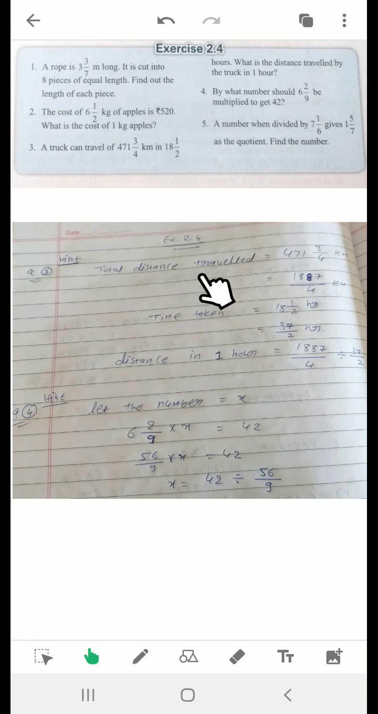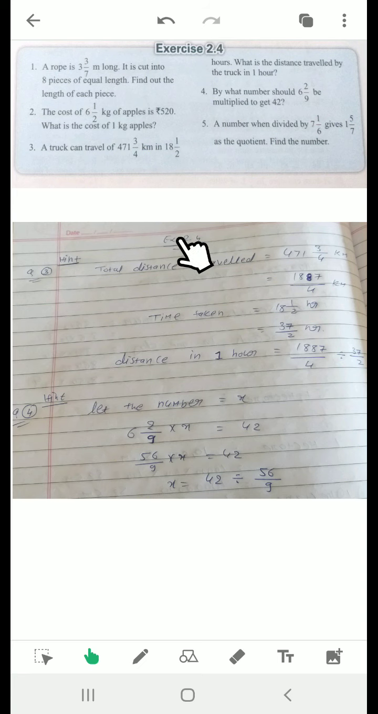The third question, I have given a hint for that solution. A truck travels 471 3/4 kilometers in 18.5 hours. What is the distance traveled in 1 hour? Here also you can see the distance traveled in 18.5 hours is given. That means the distance traveled in more hours is given and we need to find the distance traveled in 1. More to 1, then we will divide. All the working I have already written. You can see the hint of that solution.